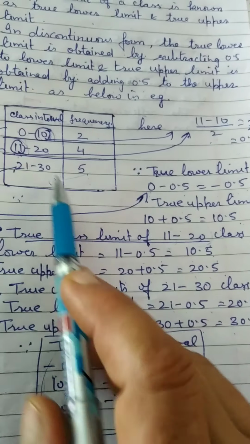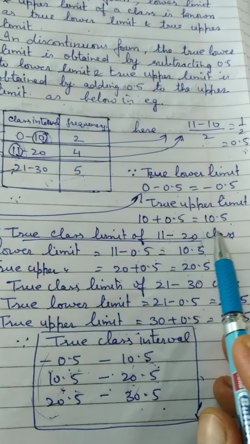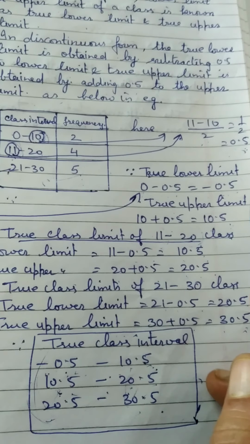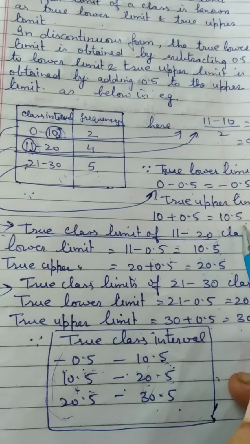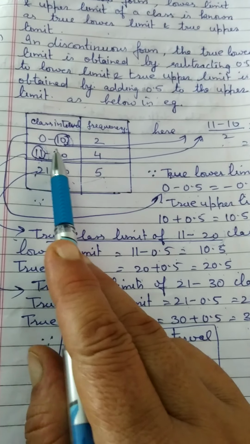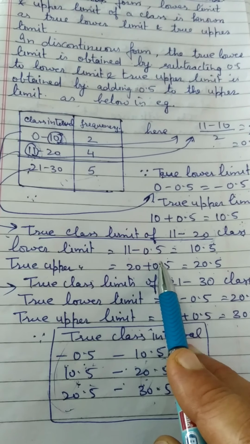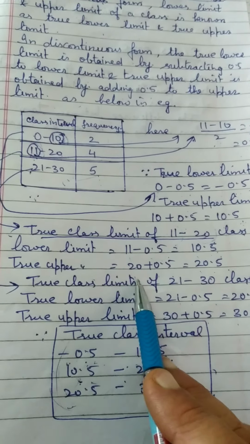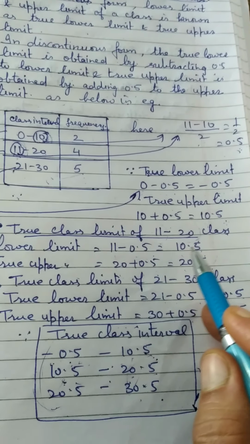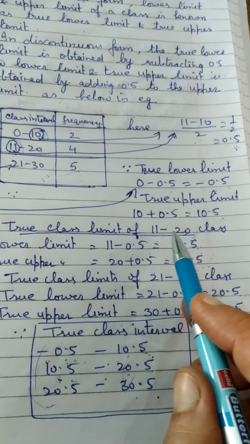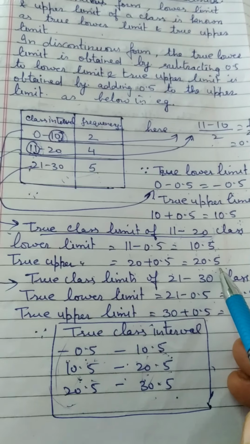How do we do this? See here, 0 minus 0.5 we get minus 0.5, then 10 plus 0.5 we get 10.5. Then the first class interval for the continuous class interval will become minus 0.5 to 10.5. Now for the second class interval, we will subtract 0.5 from 11, the lower limit: 11 minus 0.5, that is 10.5, and the true upper limit will be 20 plus 0.5, 20.5. Means the second class interval will be 10.5 to 20.5. First was minus 0.5 to 10.5. Next we have got 10.5 to 20.5.